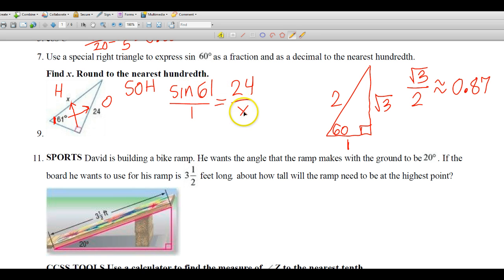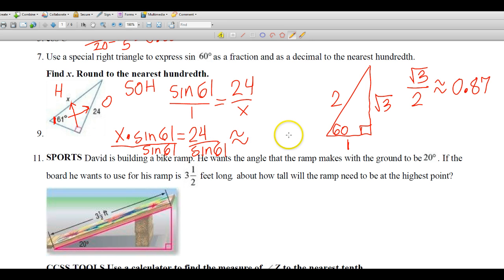From here we'd cross multiply, so we take x times the sine of 61 is equal to 1 times 24. And then we have one last step. We need to divide both sides by the sine of 61 so that we get x by itself. So, using a calculator, let's take 24 divided by the sine of 61, and that is approximately 27.44.